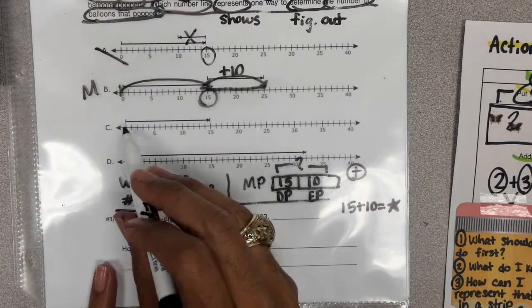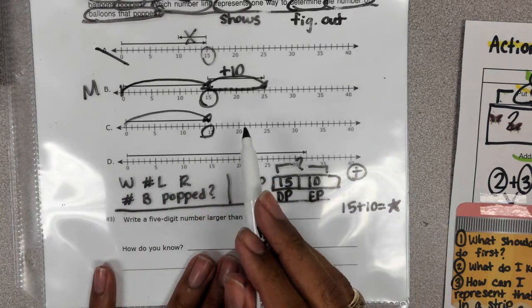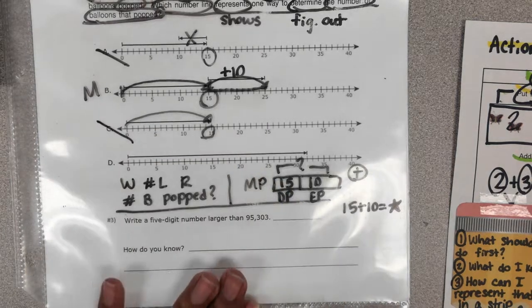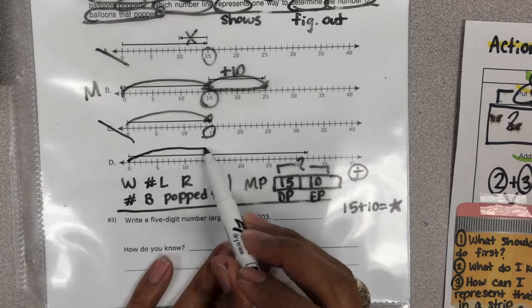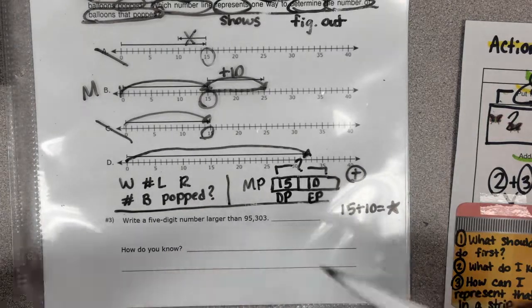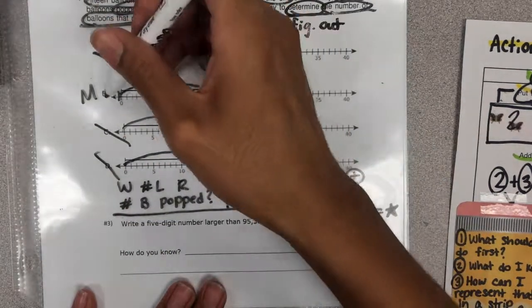On C, they're moving forward on the number line, but it only goes to 15, and then nothing happens. That's not right, because then 10 more balloons popped. So let's cross it out. And on D, it just starts at 0 and goes all the way up to 32. I don't know where they got that random number from, so D is not the answer either. Our answer here is B.